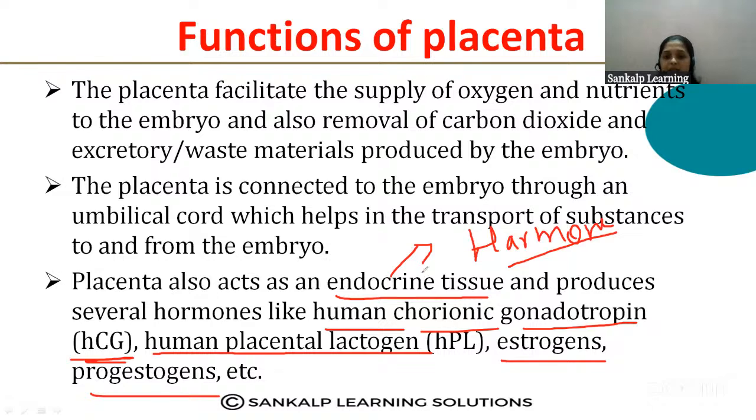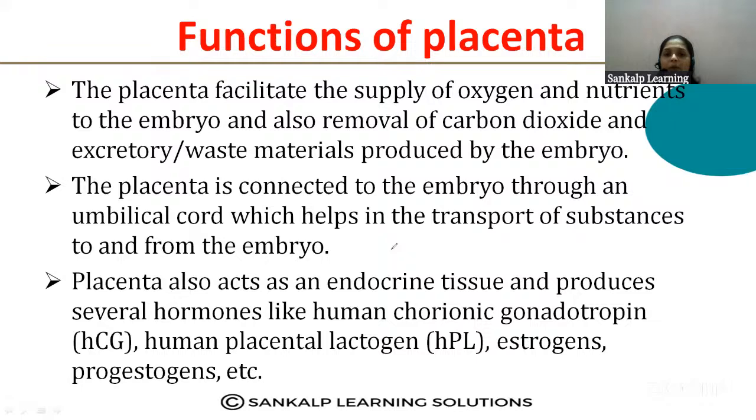This may be asked in your exam: why is the placenta called an endocrine tissue? Because it produces some hormones like HCG, HPL, estrogen, and progesterone. Very, very important for your board exam as well as CET. They also ask questions like, which one of the following is not released by the placenta? So remember these four hormones.